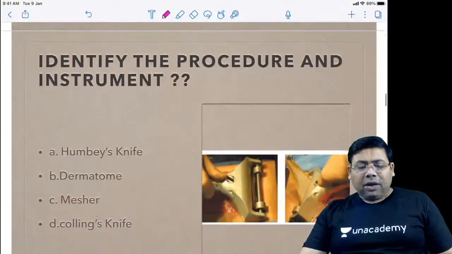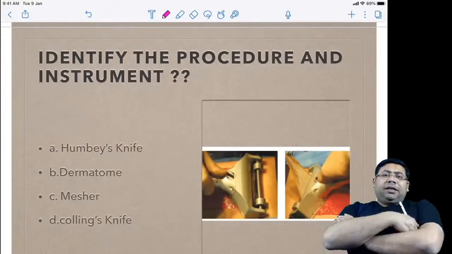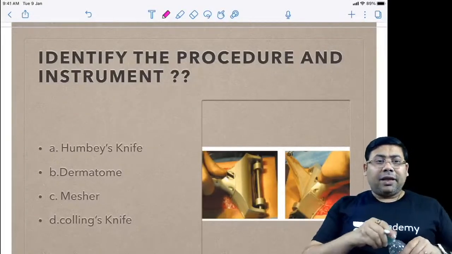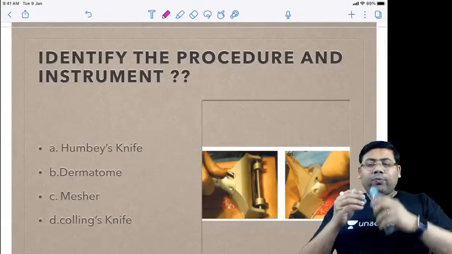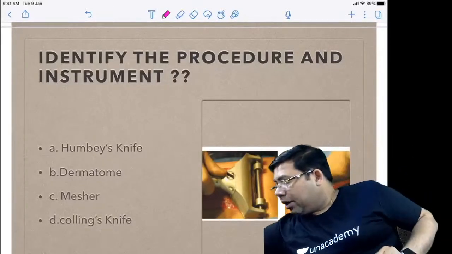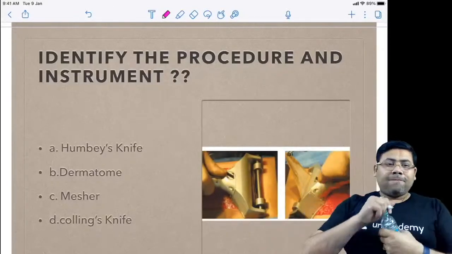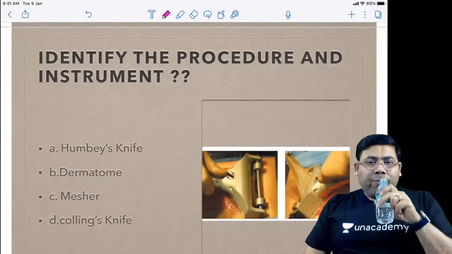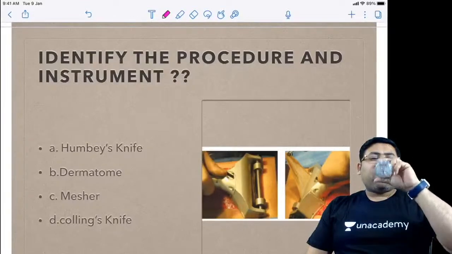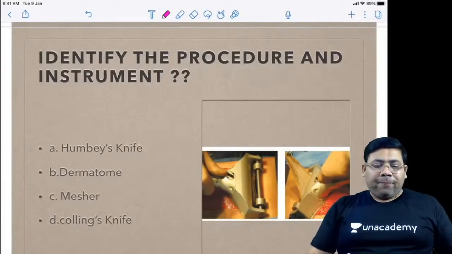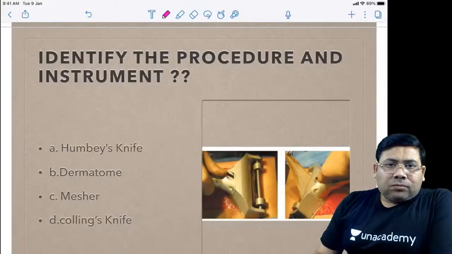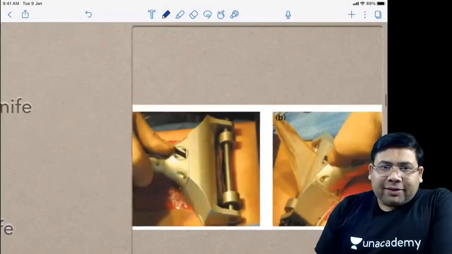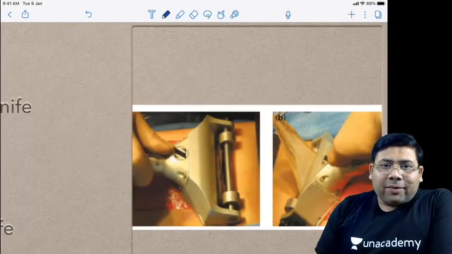Done. Identify the procedure and the instrument. Tell me, identify the procedure and the instrument. Let us see. The answer is, isn't it looking like that electronic trimmer-like machine?